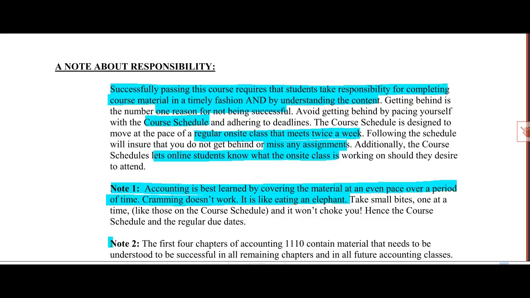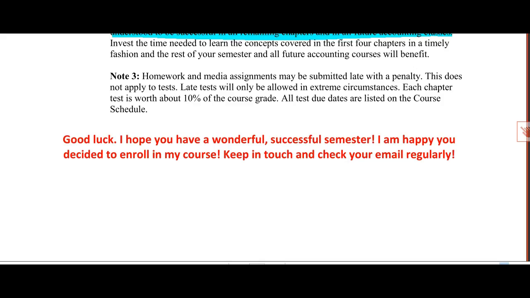Note number 2. The first 4 chapters of Accounting 1110 contain material that must be understood for you to be successful in all the other remaining chapters and in all future accounting classes. So, you must learn the material in the first 4 chapters. Invest the time that's needed, and everything else will take care of itself. This is not a class you can get a late start at and do all right with.